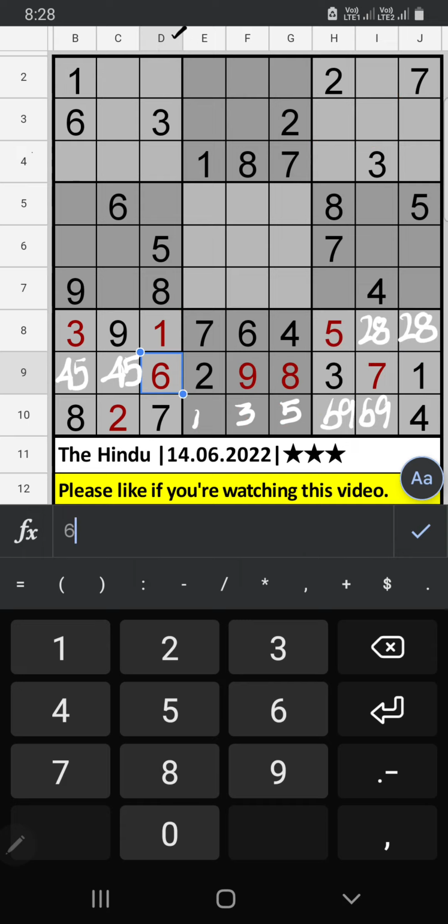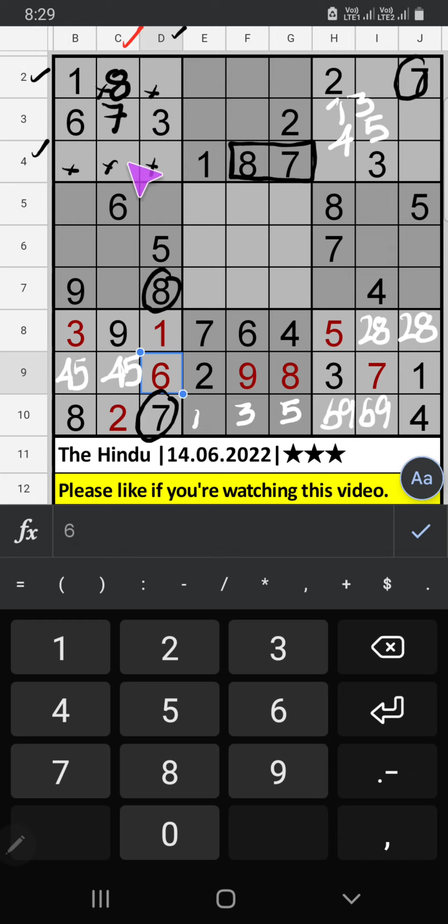Column D and 4th row, we have pair numbers 7 and 8. So 7 and 8 can't come in these cells. It will come in one of the two cells. 2nd row, we already have 7. So 7 can't come in the cell. 7 is confirmed here. Then 8 is here.